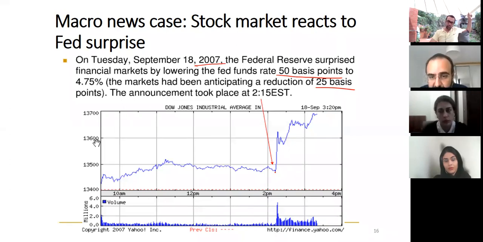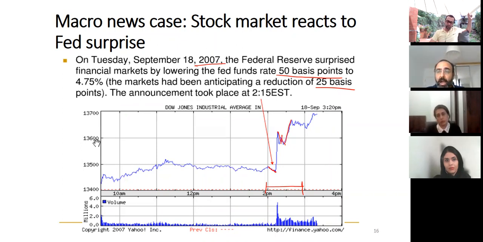Look at the change in the market. Again, it was going down. Then it jumps up. This is the Dow Jones. And then you can see the up and down and up and down, and it went up again. You can see the reaction to the Fed surprise here again. And it took only a few hours to adjust.